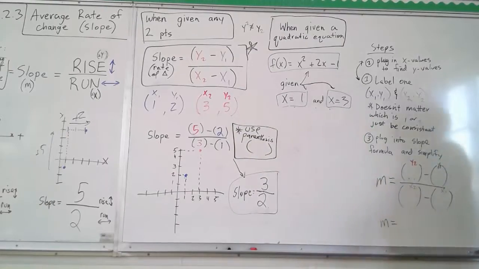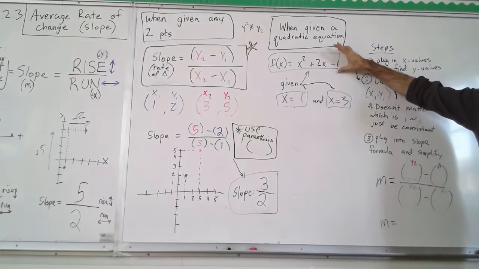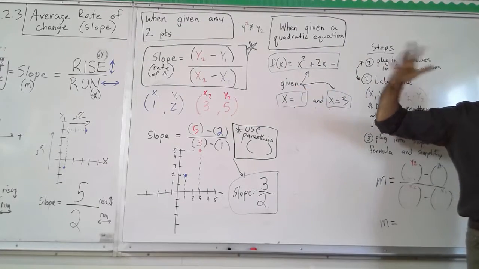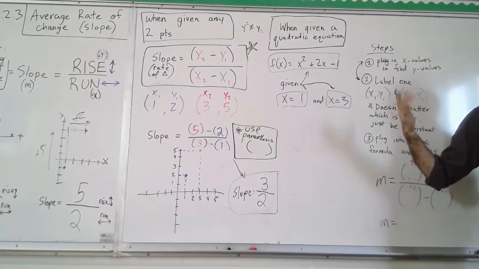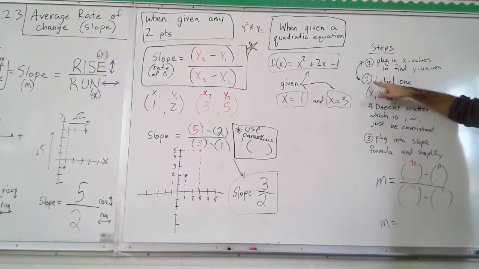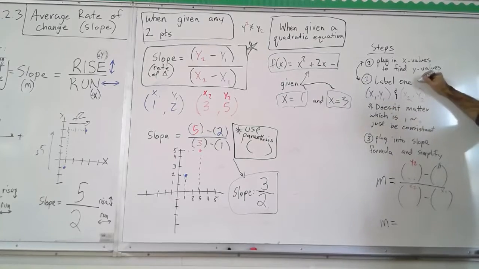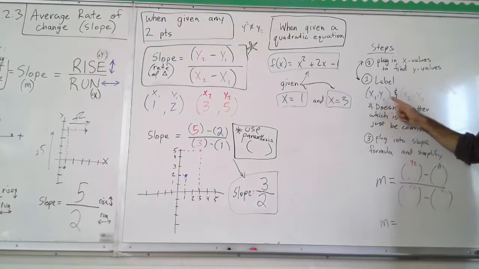All right, that's the case when we're given a quadratic equation. You're given the quadratic, and you're also given, in the problem, 2 values for x. So in my steps, I actually switch these around. Number 1 is label one of the groups. Let's label our group that's going to be our x sub 1, y sub 1, and our group that's going to be the x sub 2, y sub 2.